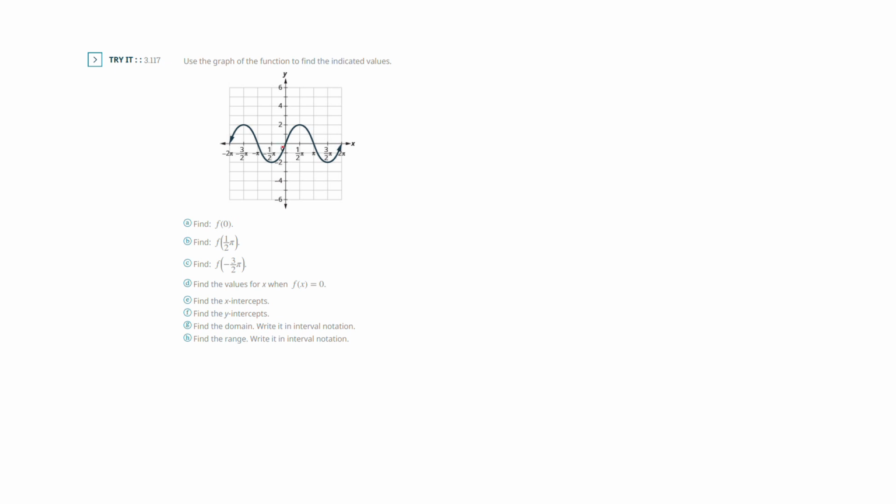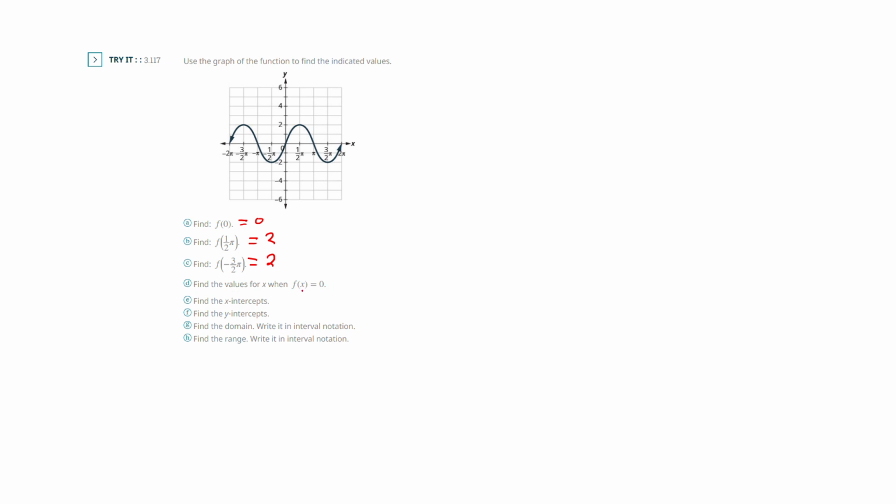If you get 0 in for x, what do you get for y? Well, you get 0. If you put 1/2 pi in for your x, that would be right here. What y do you get out? Well, you get 2. If you put negative 3/2 pi in for x, that's here. What y value do you get out? Well, once again, you get 2.